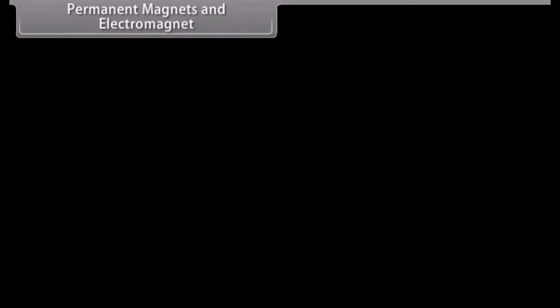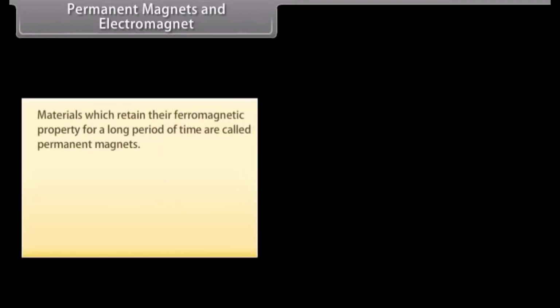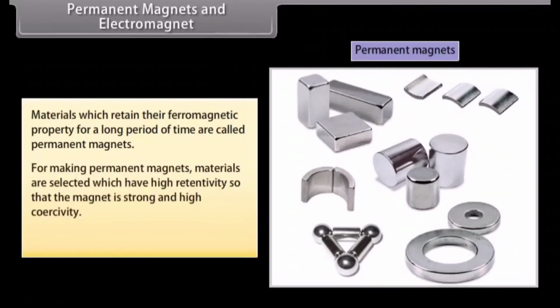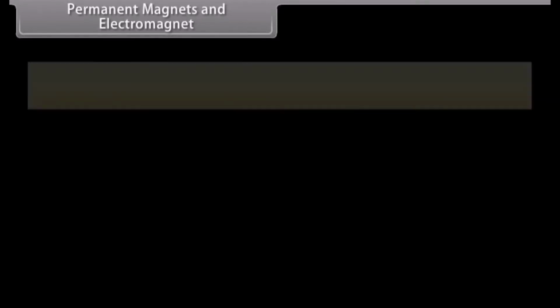Permanent magnets and electromagnets. Materials which retain their ferromagnetic property for a long period of time are called permanent magnets. For making permanent magnets, materials are selected which have high retentivity so that the magnet is strong, and high coercivity. For example, steel, alnico, and cobalt steel.